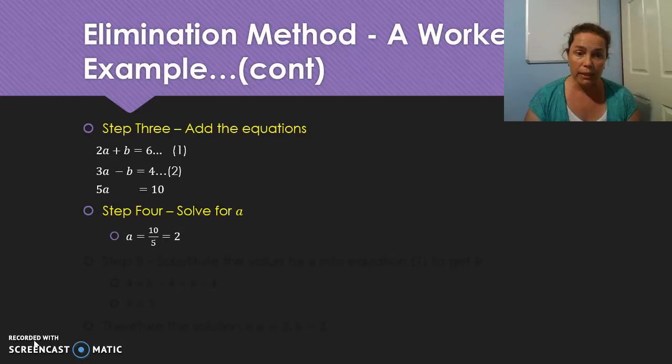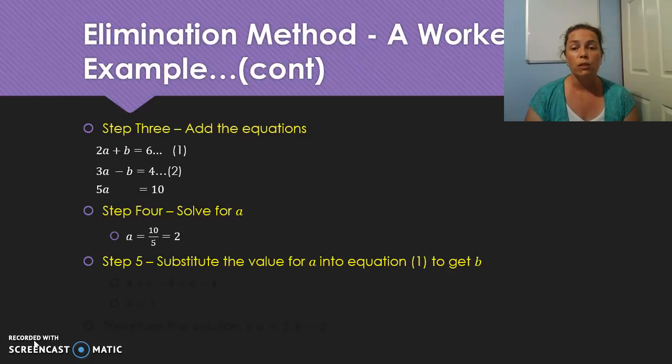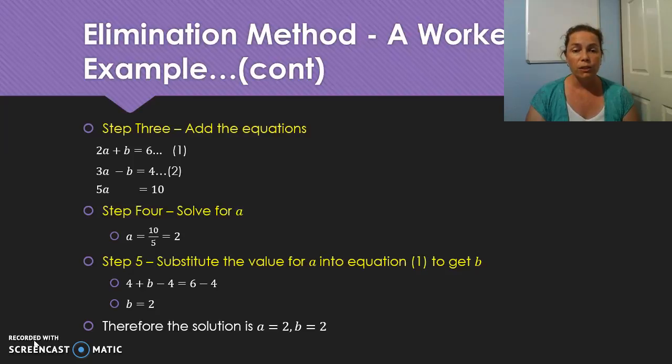Just as with our previous example, our final step is to substitute the value for a into equation 1 to get b, because at this stage we've only got half an answer. So 4 plus b, because 2 times 2 is 4, plus b is equal to 6. So by solving that, we get b equals 2, and therefore our solution is a equals 2, b equals 2. And if we were to substitute those values into equation 2, we'd get 3 times 2 is 6, minus 2 gives us 4. So indeed, we know that that is correct.